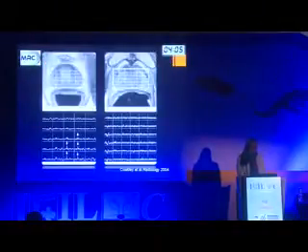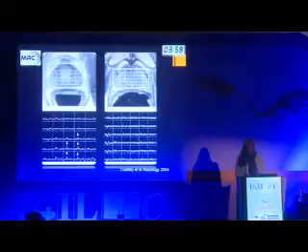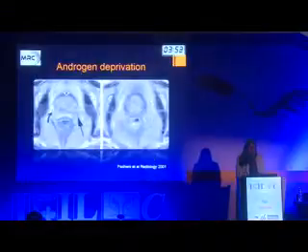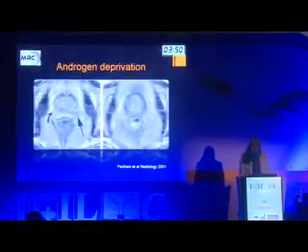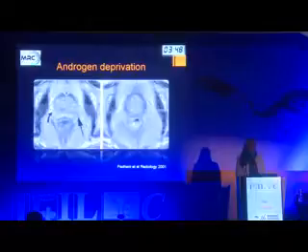MR spectroscopy is very important in assessing the post-radiated prostate, to assess the metabolic activity of the prostate rather than relying on the morphological appearance of the prostate alone. If we have androgen deprivation therapy, then the morphological changes of the prostate are major, and relying only on the morphological data is very difficult in the assessment.